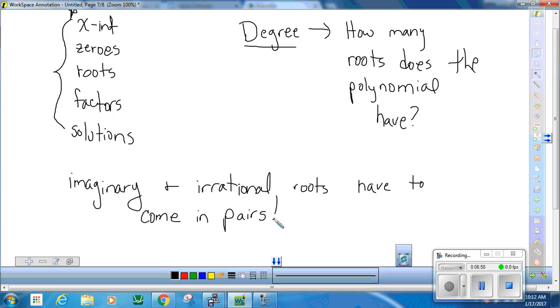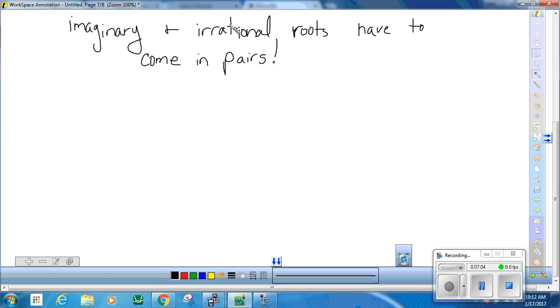Okay, imaginary and irrational roots have to come in pairs. Now, let's think about that for a second. Where do imaginary and irrational roots come from? An imaginary number comes from taking the square root of a negative number. An irrational number comes from taking the square root of a non-perfect square number, something like the square root of 5, or the square root of 2, or the square root of 3. All right? So imaginary and irrational roots come from taking the square root of a number.